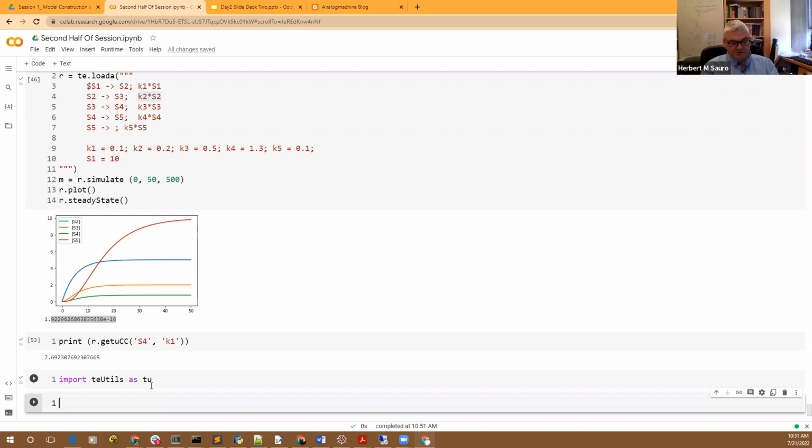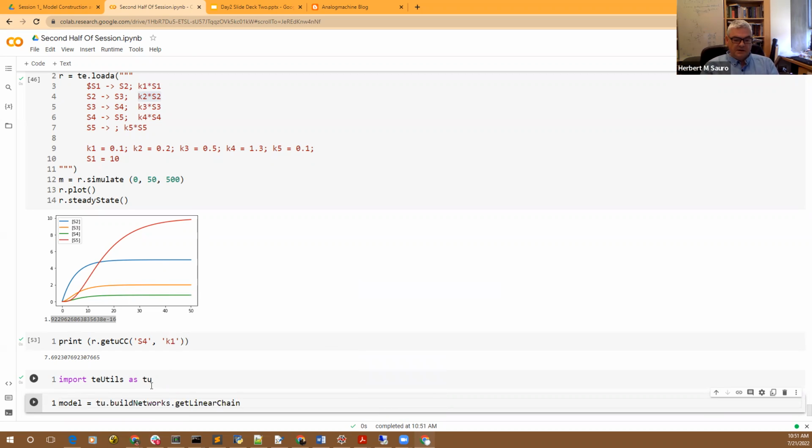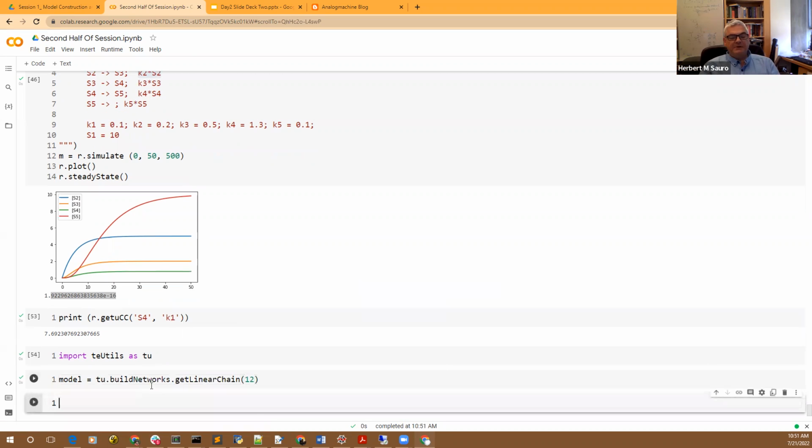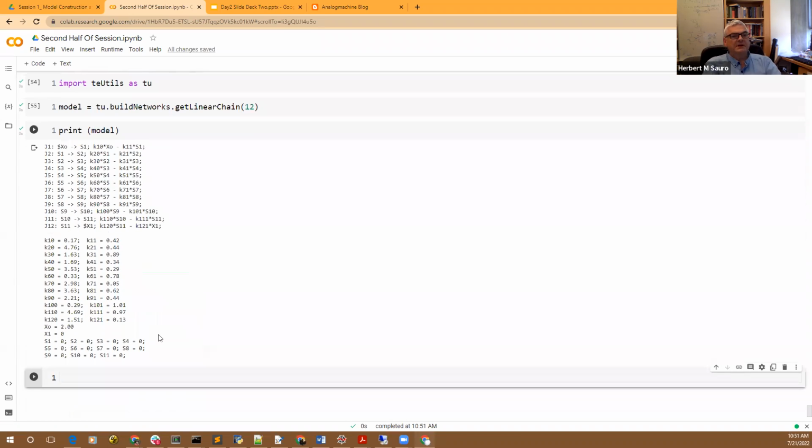But what I want from here is, let's see, get linear chain. I want to get the random network generator. So if I print model, it actually returns an Antimony string. You see there it is. So this is a random linear network of 12 steps that it generated.